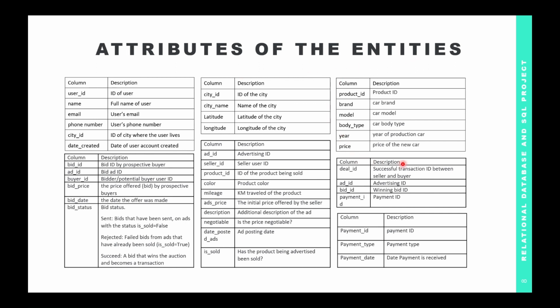We also have the products table. In this products table, we have the columns product ID, brand, model, body type, year, and price. The price here is the initial price of the new car.